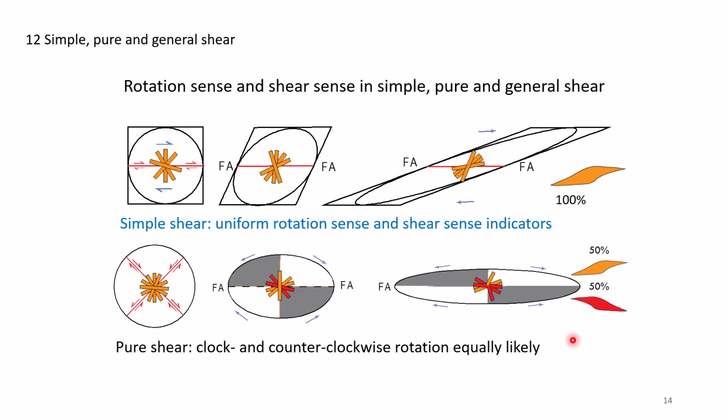Accordingly, if you are involved in kinematic analysis of ductile shear zones, you might very well come across shear zones in which shear sense indicators show the opposite sense of shear. Such an observation can be explained by the presence of a pure shear mode or a pure shear component in general shear, as we will see on the next slide.